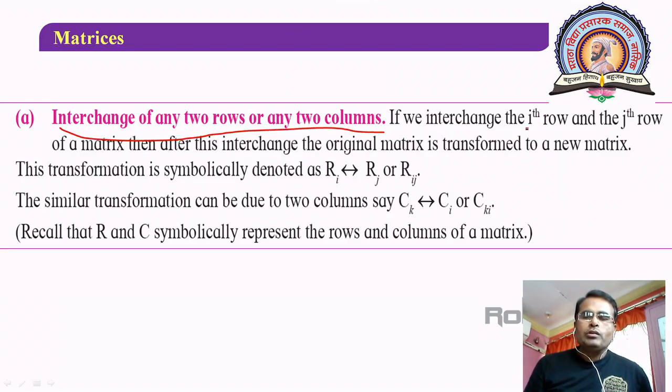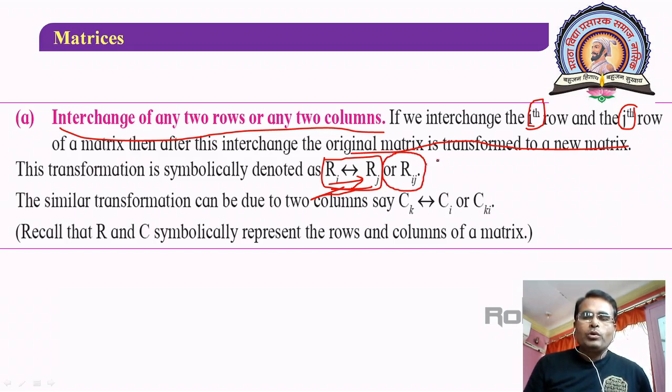If we interchange the ith row with the jth row, then all elements of the ith row go into the jth row and all elements of the jth row go into the ith row, and this interchange of rows transforms the original matrix to a new matrix. The representation of the transformation is done by this notation: Ri taken to Rj and Rj taken to Ri, and it is also denoted sometimes by Rij.